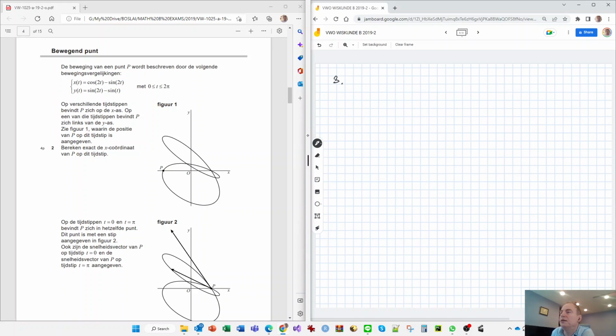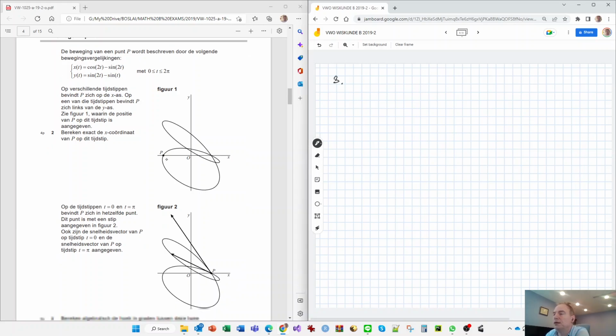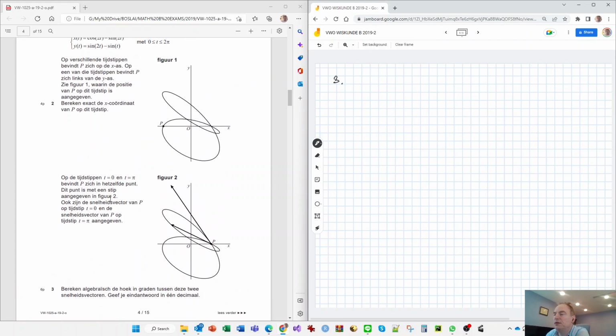Question 3. At times t and 0 and pi, we have a point P that's actually in the same location. It's given here by the dot. And also they give the velocity vectors of P at 0 and pi. And they want us to calculate algebraically the angle in degrees between these two vectors and 1 decimal.